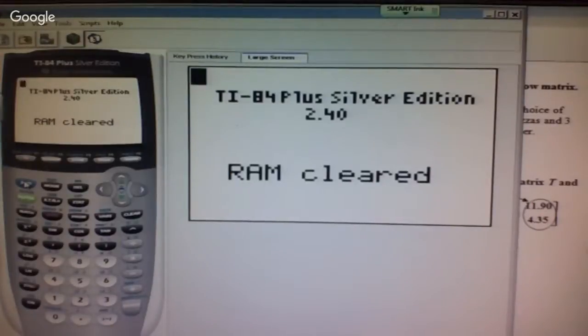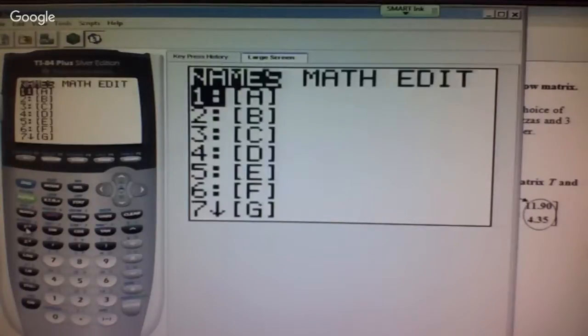Okay, you have a matrix screen. And the matrix screen is right beside your sign button. You want to hit second and then the X raised to the -1 button. That'll take you to this screen. This is where you find everything you need to do with a matrix.